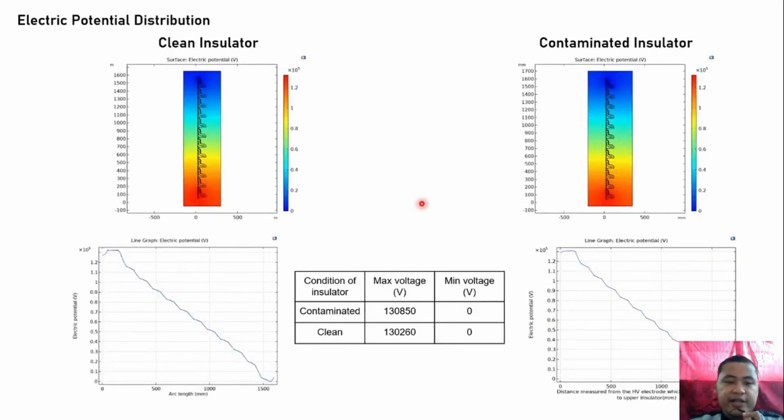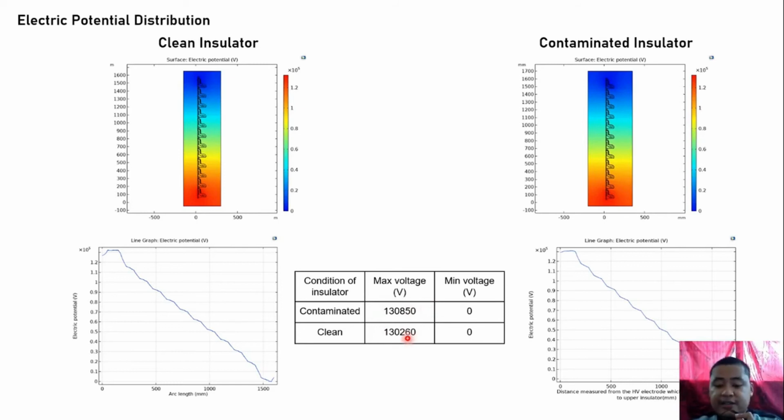And as you can see, the color grading of electric potential between the clean and contaminated. From my point of view, I didn't see a very big difference between these, so I plotted it in a line graph. I observe that the pattern of the graph is non-uniform, and there are slight changes in the beginning of the line graph.